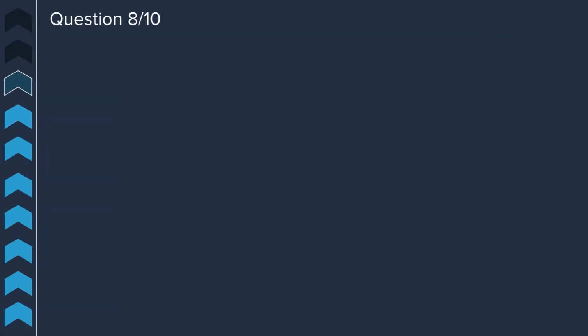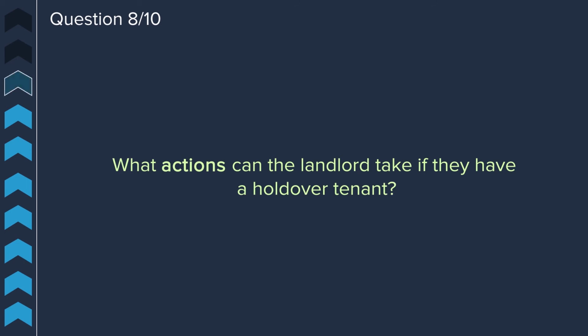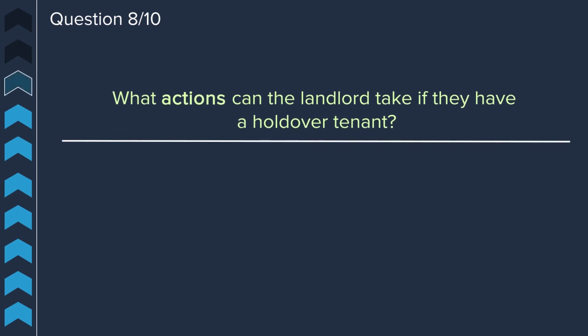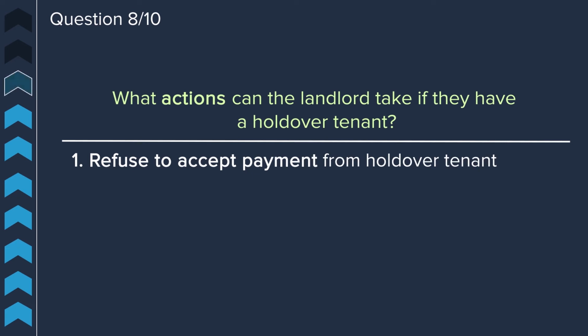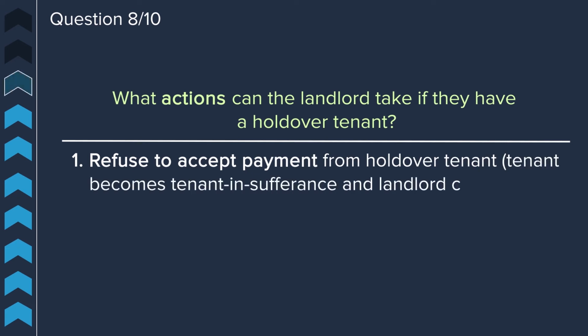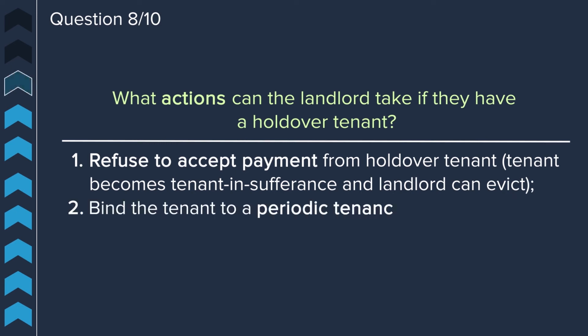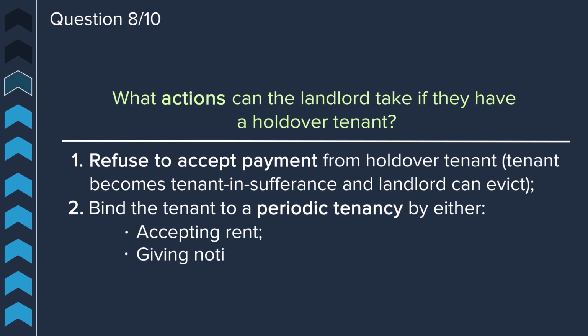Question eight, what actions can a landlord take if they have a holdover tenant? If the landlord has a holdover tenant, they generally have two options. They can first refuse to accept payment from the holdover tenant, at which point the tenant will become a tenant at sufferance, and then the landlord can evict them. Or they can bind the tenant to a periodic tenancy by either accepting the rent or giving notice to the holdover tenant.